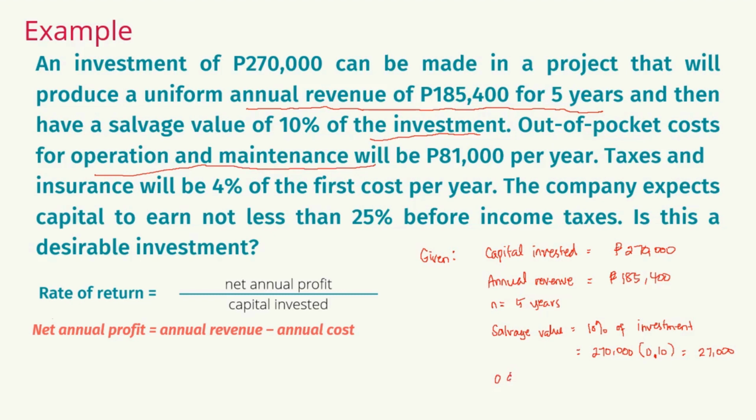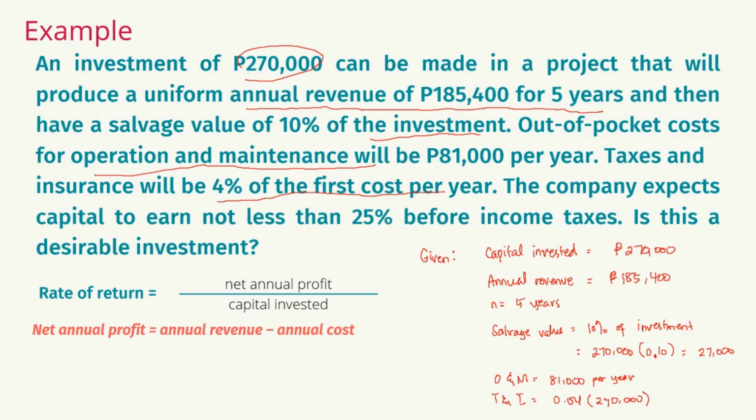Then, out-of-pocket costs for operation and maintenance. So, O&M, operation and maintenance, will be 81,000 per year. Then, taxes and insurance will be 4% of the first cost per year. So, 4% of 270,000. Taxes and insurance, T&I, 0.04 of 270,000 pesos.